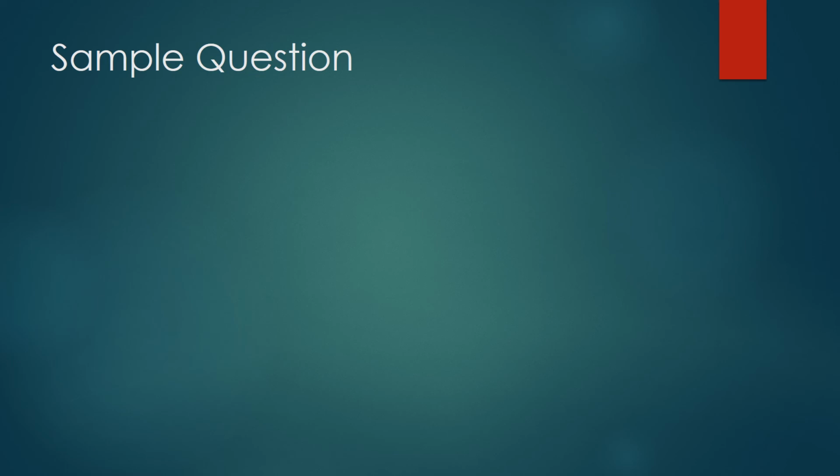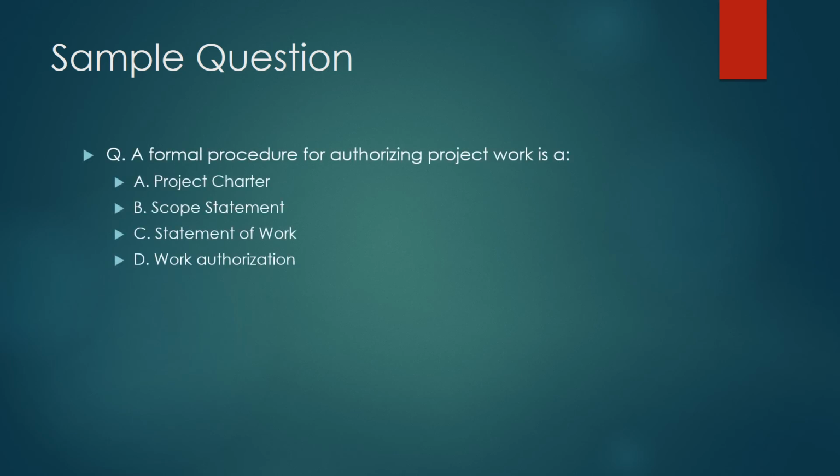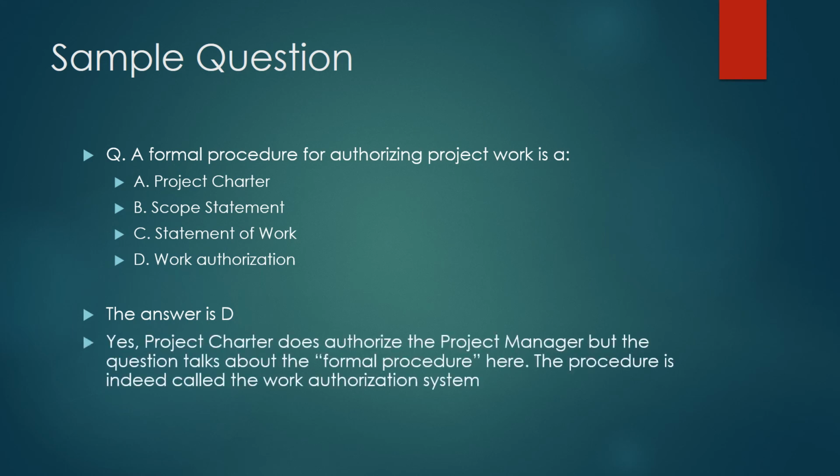Now let's look into a sample question, and I hope your understanding of work authorization system has improved and you're able to understand what it is. That way you'll easily be able to answer the sample question we have here. A formal procedure for authorizing project work is: A, project charter; B, scope statement; C, statement of work; D, work authorization. Now, the answer is, of course, D. It is work authorization. We're talking about a formal procedure here for authorizing project work.